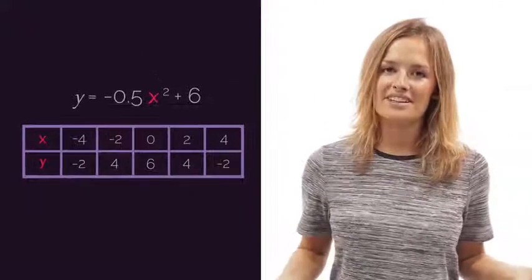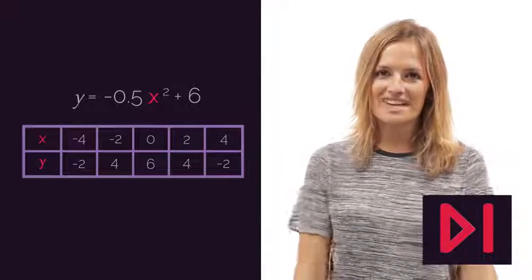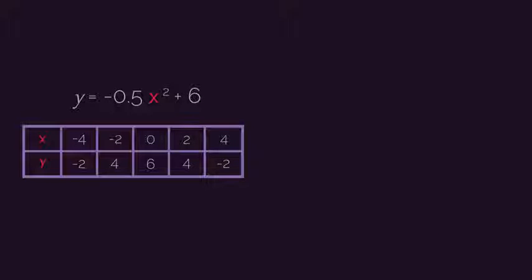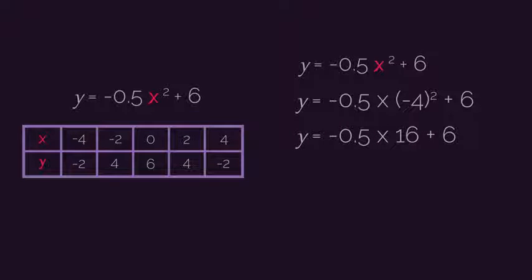Did you get these y values? If you got them right and want to skip the working, click here. Otherwise, keep watching. So let's run through the working for substituting in x equals negative 4. So we get y equals negative a half multiplied by negative 4 squared plus 6, which gives us negative a half multiplied by 16 plus 6. So negative a half multiplied by 16 is negative 8. So then negative 8 plus 6 means y is negative 2. So when x is negative 4, y is negative 2.